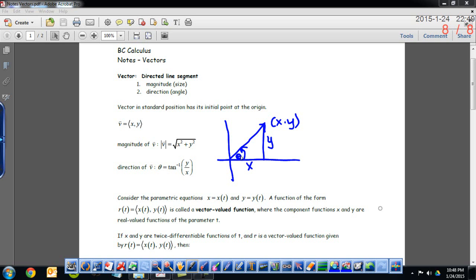We're going to move beyond that, and really for our purposes, the main thing we're going to use vectors for is just to describe parametric equations, or just a way to write a set of parametric equations. So if you consider the parametric equations, x equals x of t and y equals y of t, then a function of the form r of t equals x of t comma y of t is called a vector valued function. And then it just goes on to say that the component functions x and y are real valued functions, so real numbers, and the parameter is t, or the independent variable is t.